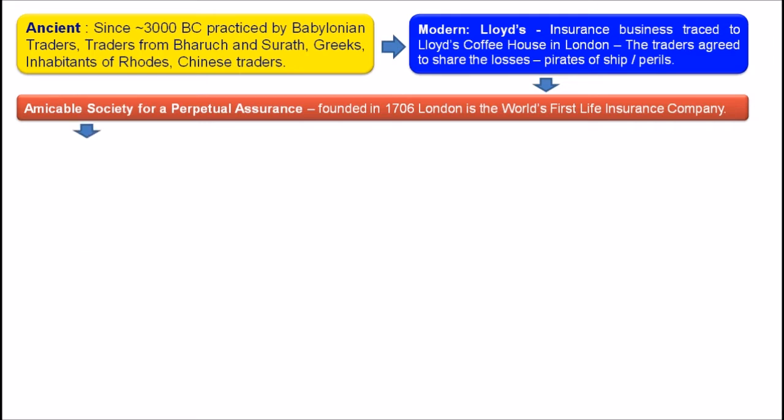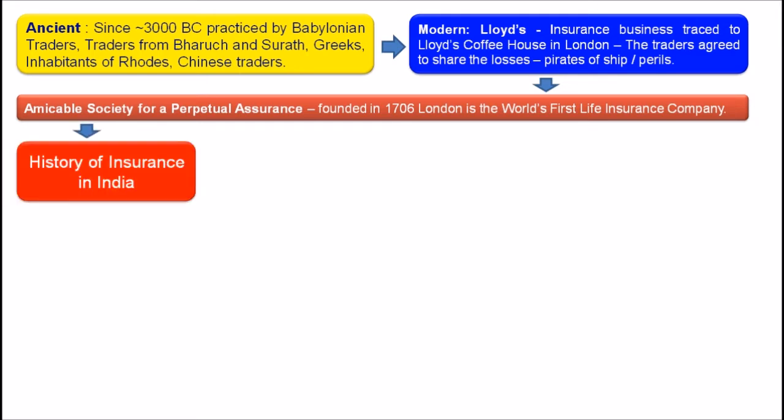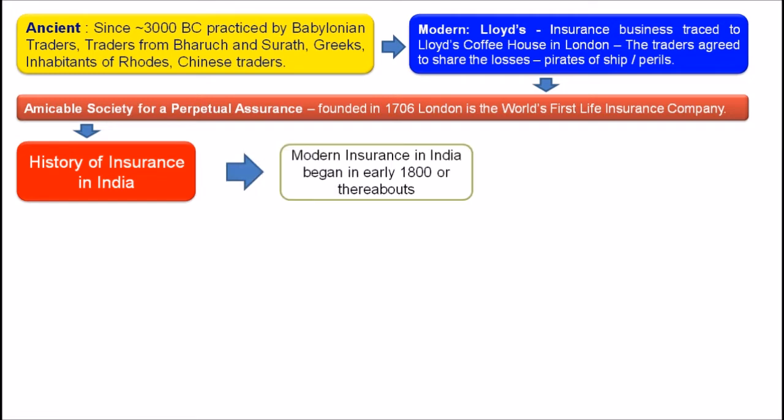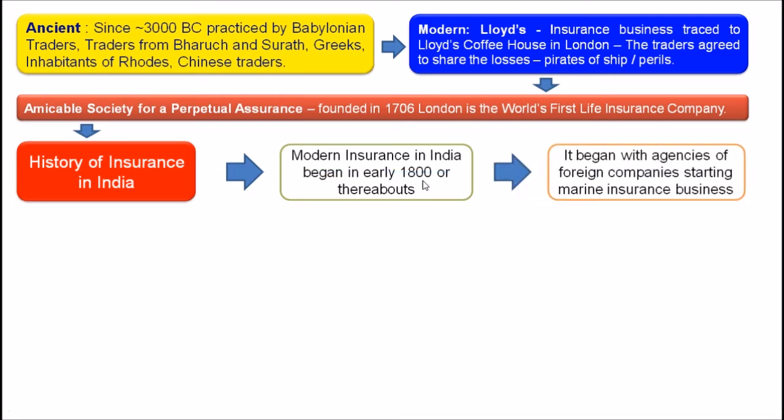Let us come to our India. History of insurance in India. Yes, friends, modern insurance in India began in early 1800 or thereabouts. Dear friends, modern insurance in other countries, or London, was started in 1706, whereas in India it started in 1800. It began with agencies of foreign companies starting marine insurance business.